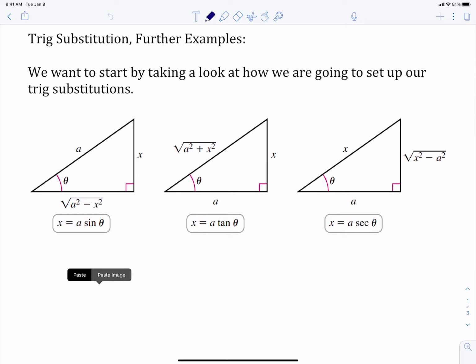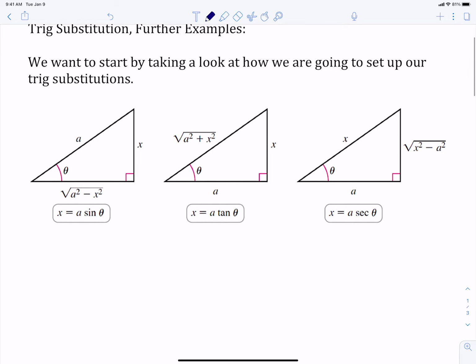If we have that perfect square number minus x squared. Whoops, that was from our last video, wasn't it? And if we have those perfect squares being added, then it's the hypotenuse. If we have x squared minus our perfect square number, then it's going to be our opposite side. In this first triangle, we'll call this triangle number 1, and then we've got triangle number 2 and triangle number 3.